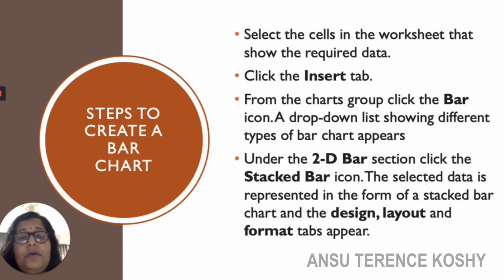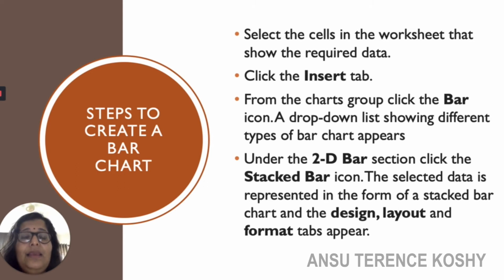Now let's talk about the different steps to create a bar chart. You have already seen it in the previous video. I'm just going to explain one more time. You need to select the cells in the worksheet that show the required data. Then you have to click the Insert tab. From the Insert tab, you have to go and check for the bar icon.